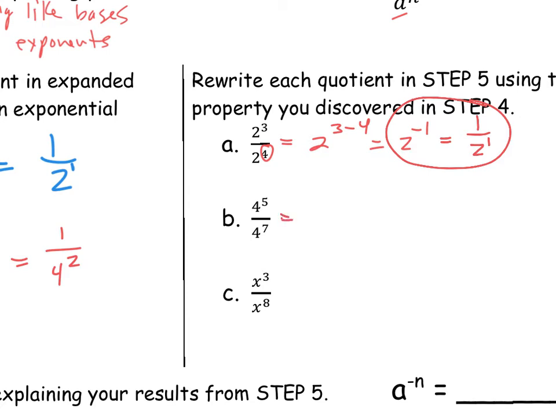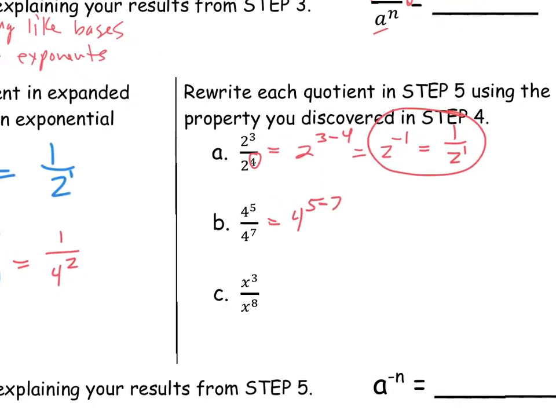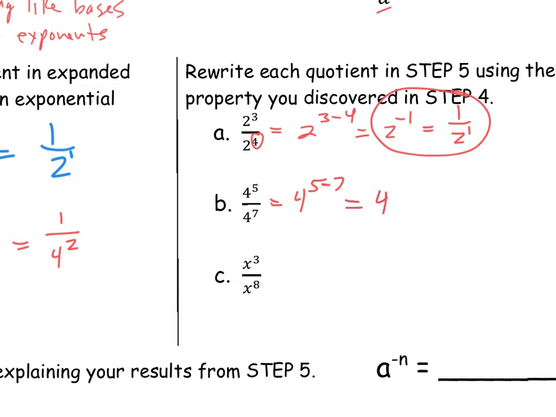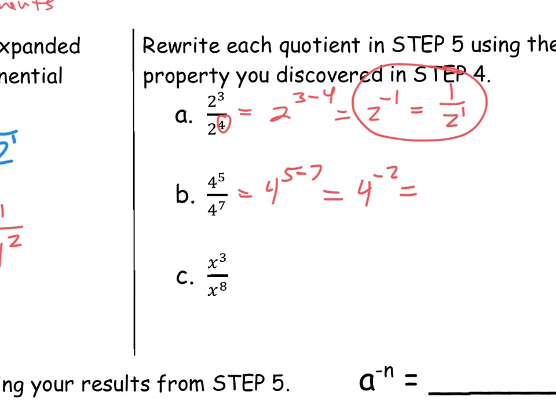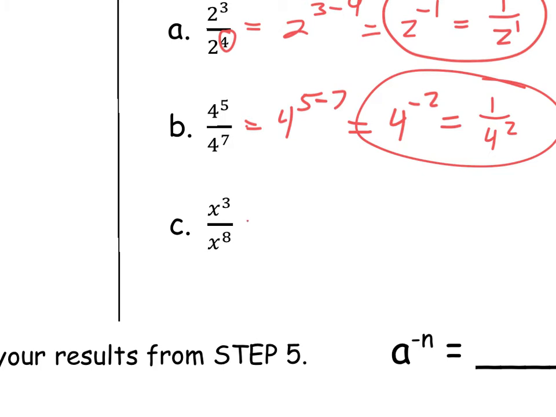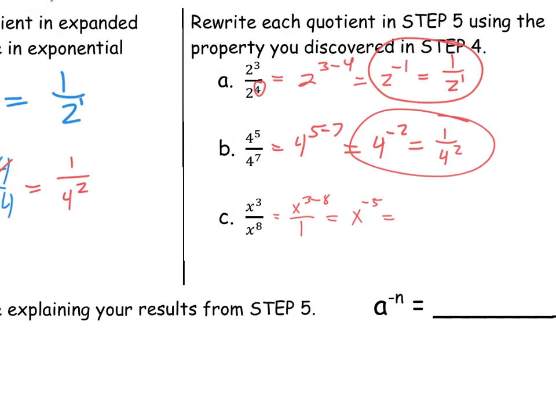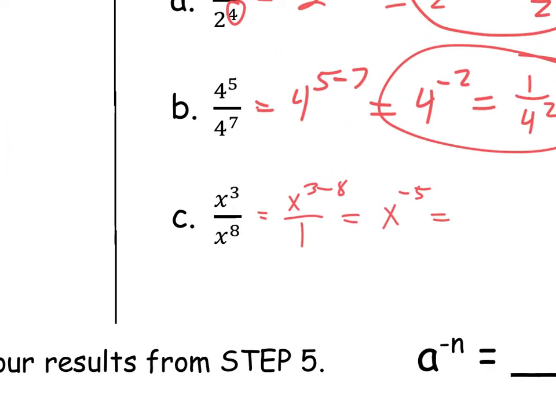Here, I would get 4 to the 5 minus 7 power if you do it using that subtraction rule when you're dividing exponents. That would give me 4 to the negative 2 power, but that also gave us 1 over 4 squared. Okay? And they're the same thing. It's kind of weird, but they are. Here, I would get x to the 3 minus 8 power. And that's going to give us x to the negative 5th power, which when we did it over here, we got 1 over x to the 5th.